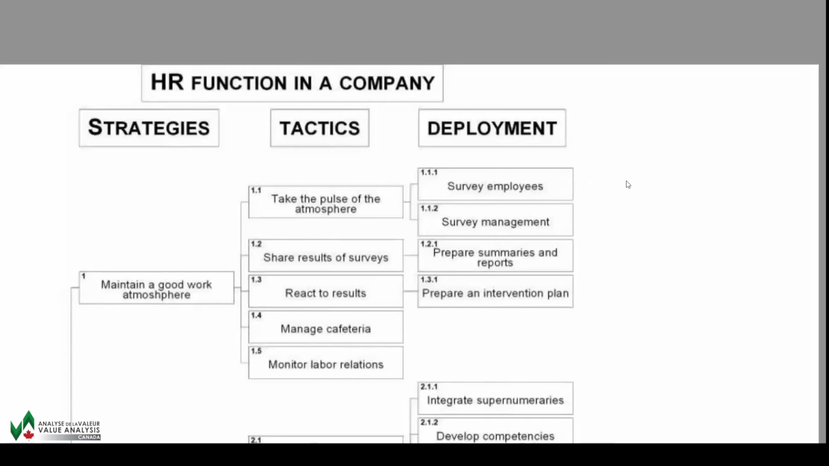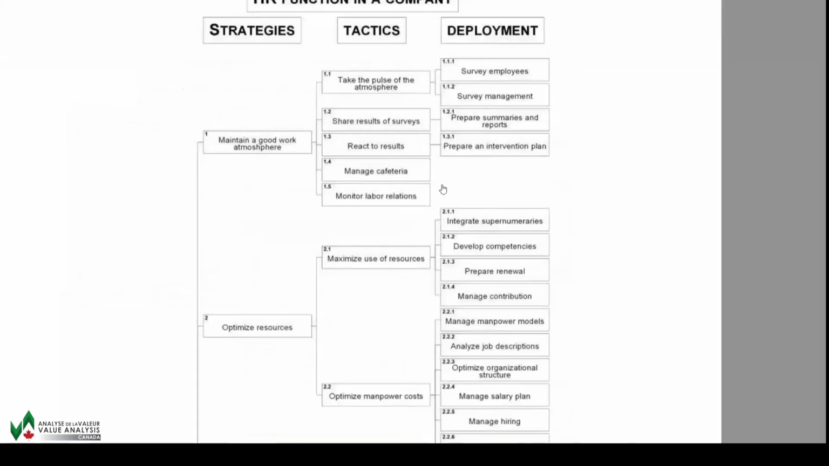You prepare the survey, you send the survey, you ask the survey to come back, and so on. And then you need to share the results of the survey. How? By preparing summaries. You need to react to the results. How? By preparing an intervention plan. You need to manage the cafeteria. You know, when there's good food, people are in better mood. You need to monitor labor relations. So we did that with a whole bunch of branches.